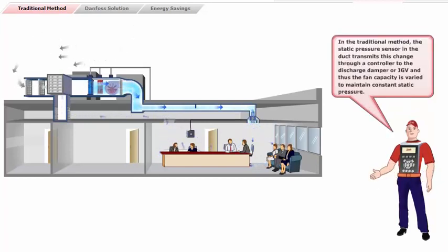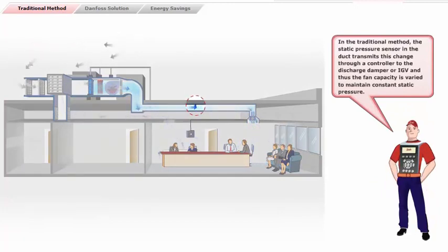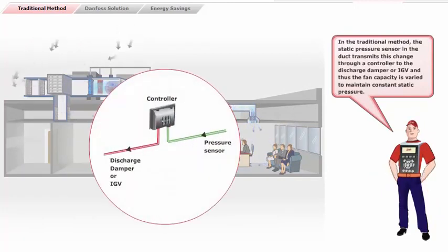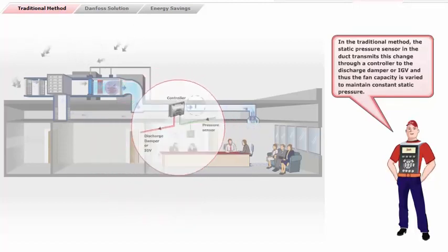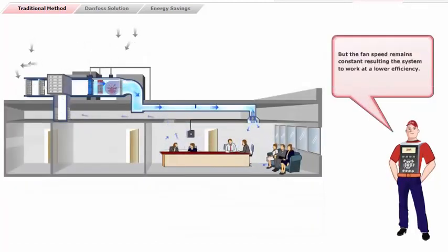In the traditional method, the static pressure sensor in the duct transmits this change through a controller to the discharge damper, or IGV, and thus the fan capacity is varied to maintain constant static pressure. But the fan speed remains constant, causing the system to work at a lower efficiency.